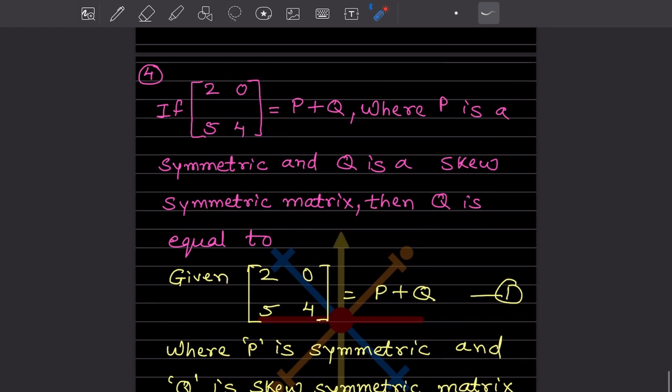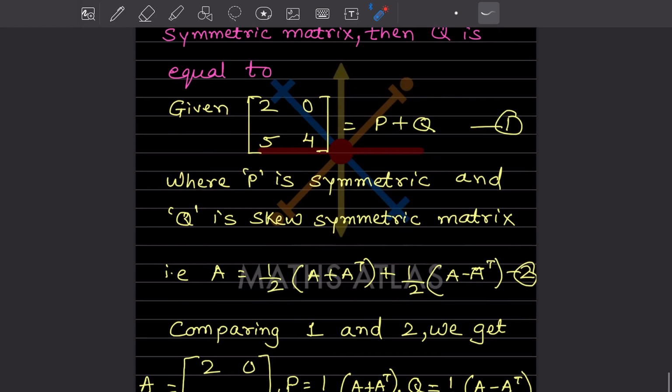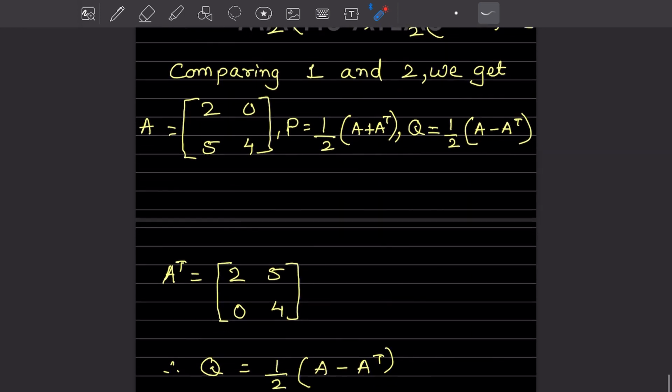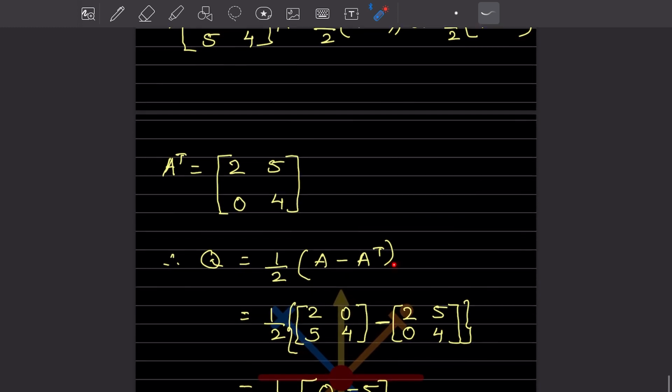So now what we want here is, if this is there, then we have to find the value of Q. So now see here, A is here, so A transpose is going to be here. Now we want this Q, we will take over here, because why did we find this? Because Q is A minus A transpose. So we know A, but we want A transpose. So we just have to plug that in over here.